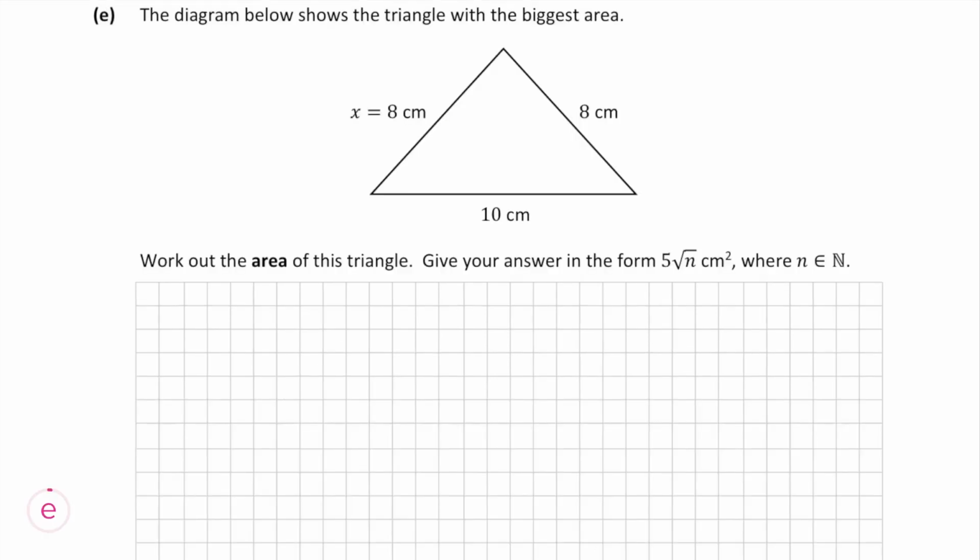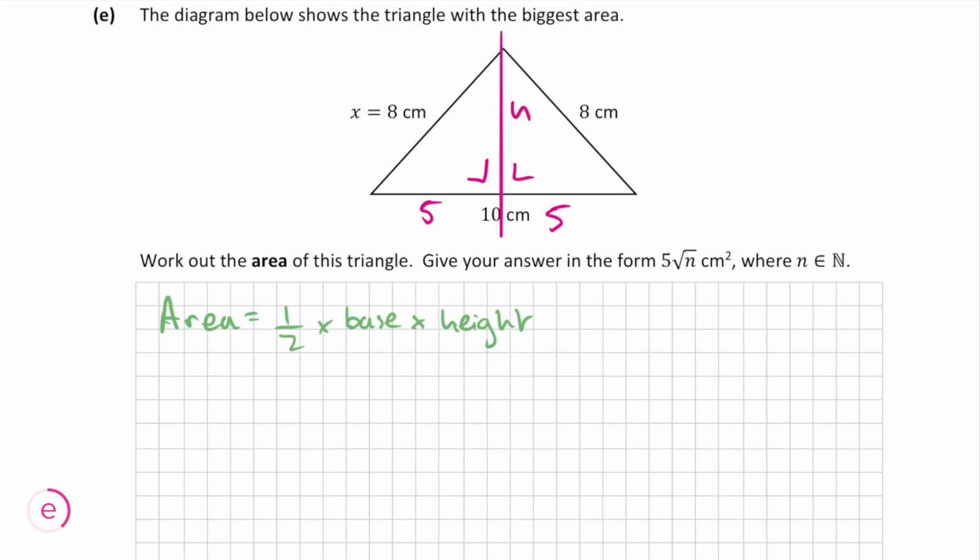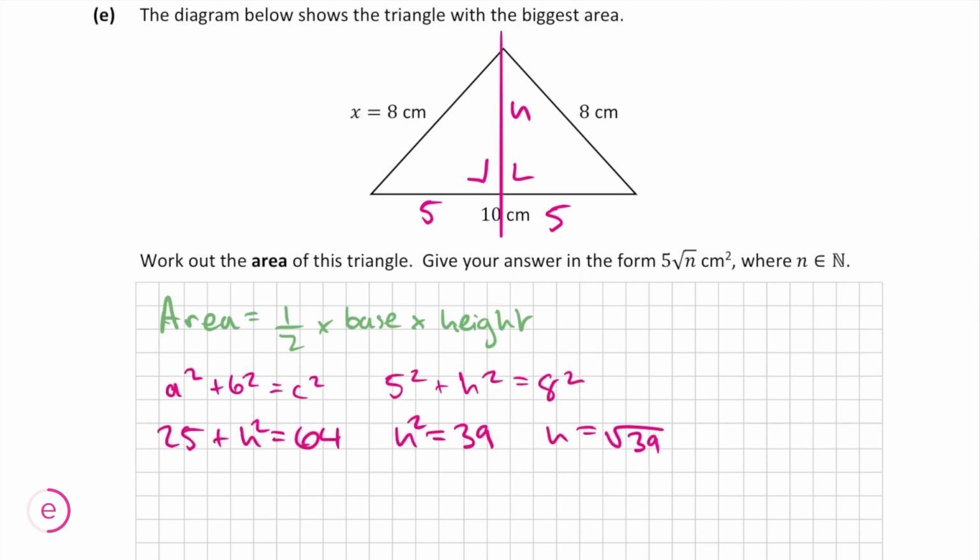In part E, we're given one of these triangles and told to work out the area of it. Since the area of a triangle is half times the base times the height, we must know the height of this triangle to work out the area. To do this, we can split the base in half, giving us two triangles of base 5 centimeters. Now we can label the height h and solve it using Pythagoras' theorem. Plugging these numbers into the formula, we eventually work out h to be equal to root 39.